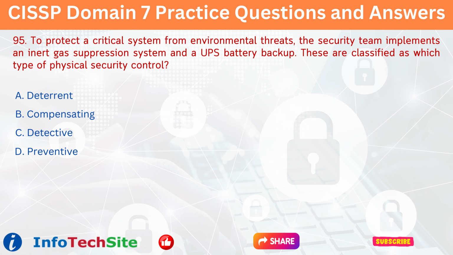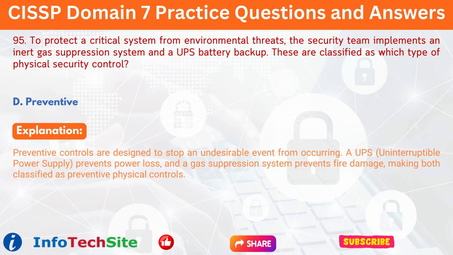95. To protect a critical system from environmental threats, the security team implements an inert gas suppression system and a UPS battery backup. These are classified as which type of physical security control? A. Deterrent. B. Compensating. C. Detective. D. Preventive. The correct answer is D. Preventive. Explanation. Preventive controls are designed to stop an undesirable event from occurring. A UPS, uninterruptible power supply, prevents power loss, and a gas suppression system prevents fire damage, making both classified as preventive physical controls.